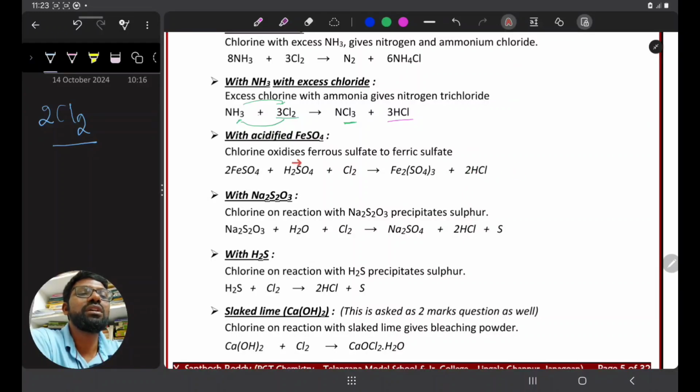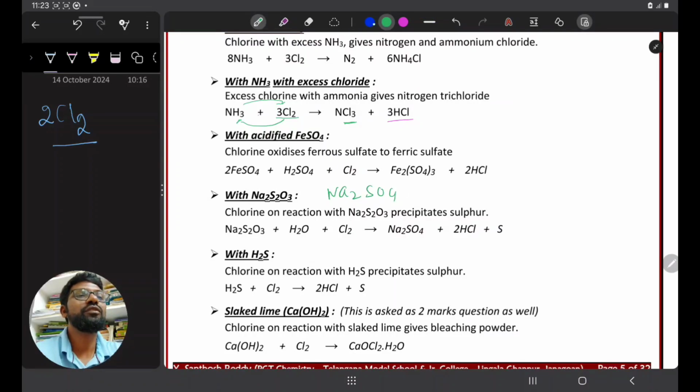That's all, very simple. Chlorine oxidizes ferrous sulfate to ferric sulfate. Next, reaction of chlorine with sodium thiosulfate. This is called sodium thiosulfate. I think you know the sodium sulfate formula, Na2SO4. This is called sodium sulfate.